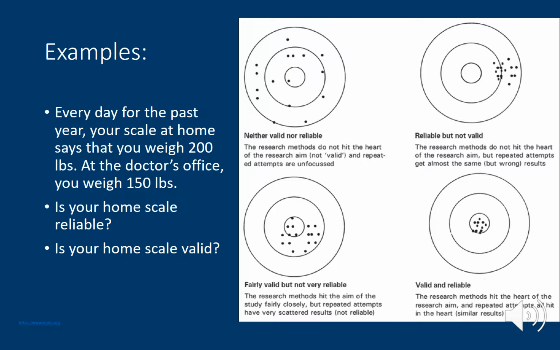We can also have something that's neither valid nor reliable, where it's completely off the mark and all over the place. In terms of the responses, we can have something that's fairly valid. We sort of hit the target, but the responses aren't very reliable and consistent. Or we can have the gold standard then, which is both valid and reliable. We get the measure that we want, and we get that consistently across times.